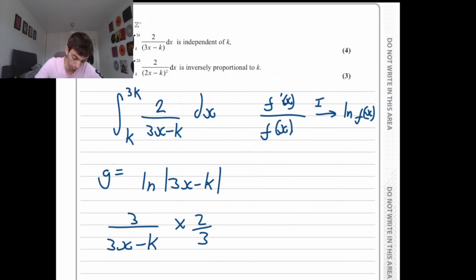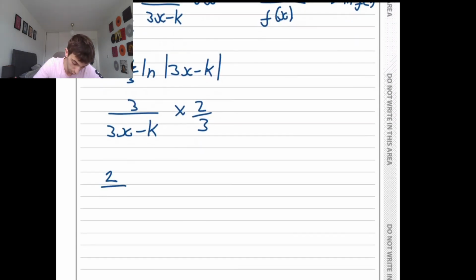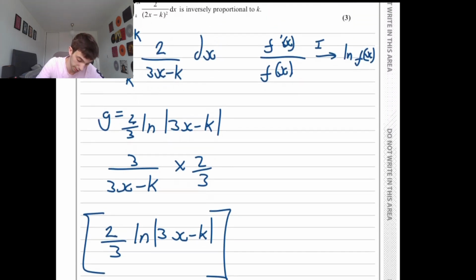So what we're going to have to do is multiply each side, so our guess and the actual answer, by 2/3 in order to get that 2 over 3x minus k. So what are we left with? Well, our integral will be 2/3 multiplied by the natural log of 3x minus k. And then we have to plug in our limits still, and our limits are indeed 3k and k.